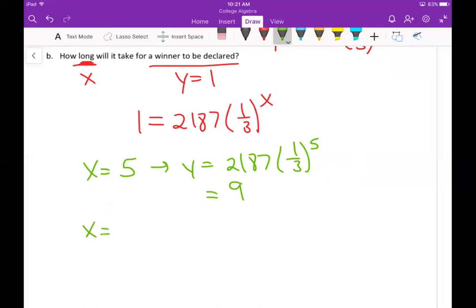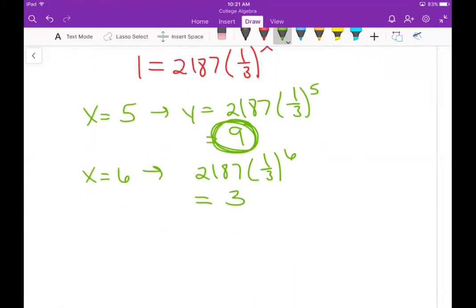So I'm going to go to x equals 6. I don't want to go too far away because I'm really close to 1 already, and I know this decay is going to happen fast. There are 2 ways you can think about the next function. You can plug it in, 2,187 times 1/3 to the 6th, or you can think about taking 9 times 1/3 to go 1 more hour. Either way, you'll get 3 dancers left. Then you'll say, okay, we're extremely close, so think about dividing that by 3 again, or moving on to x equals 7 and plugging that into your function. You'll see that it'll take 7 rounds.